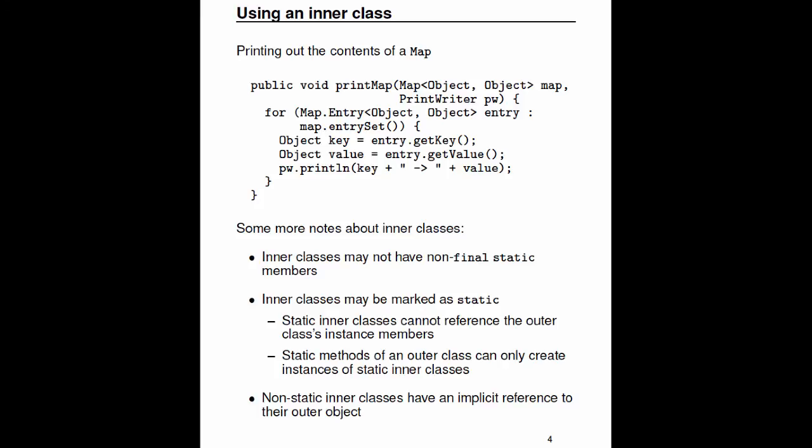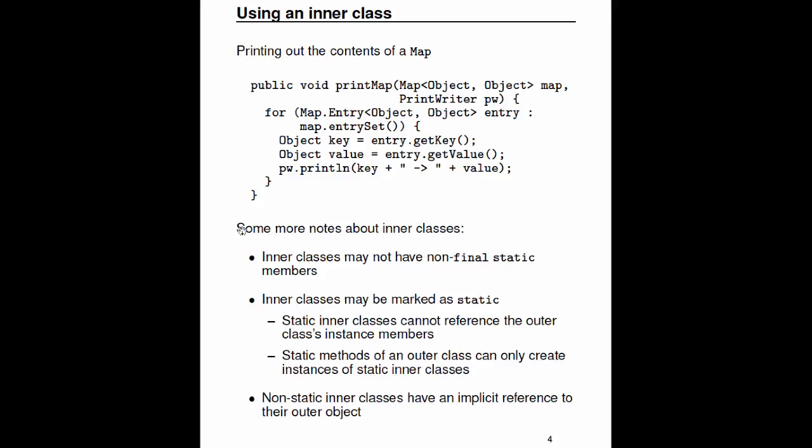So here's how inner classes and inner interfaces are referenced in source code. Here we have a method called printMap that takes a Map of Objects to Objects and prints it out to something. We saw something very similar to this in the core API lecture. We iterate over the contents of the entry set of the map, which gives us these key value pairs. And so when you call getKey on a Map.Entry of Object to Object, you get the object key and the object value. So really it's nothing that special. You just reference it as Map.Entry.